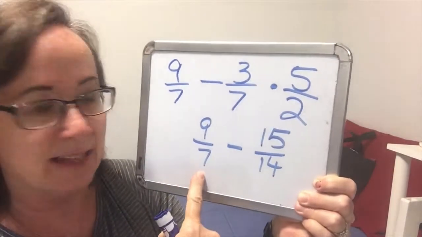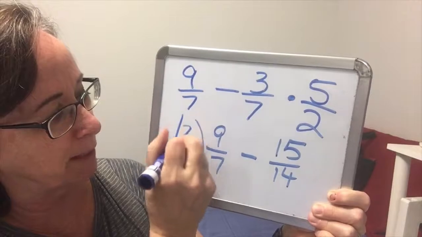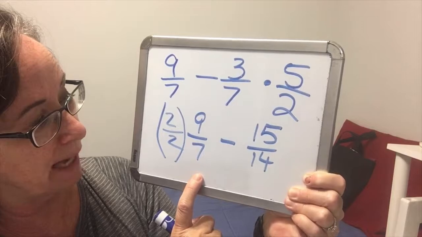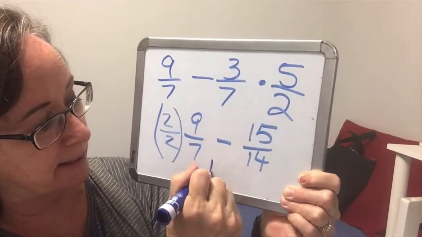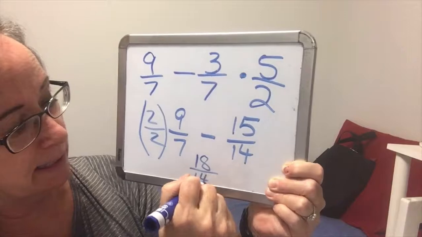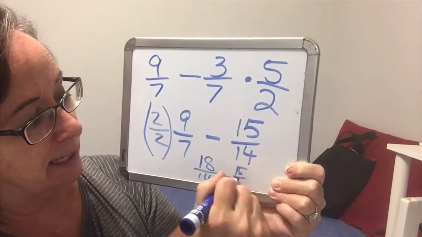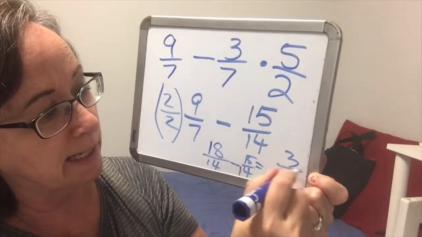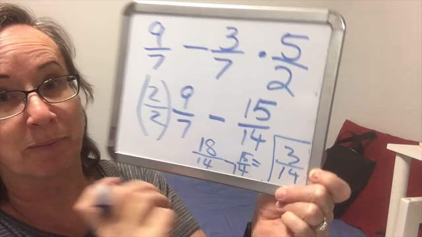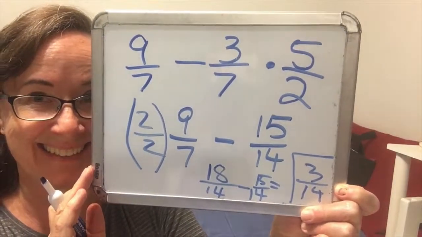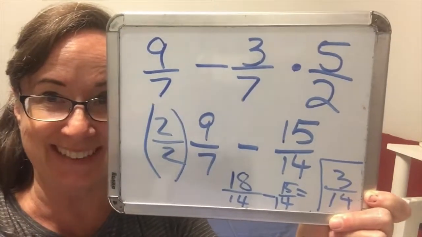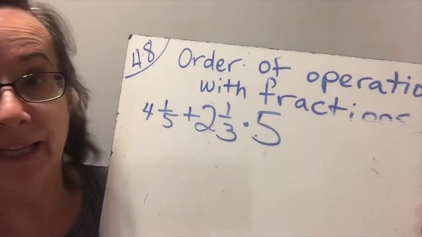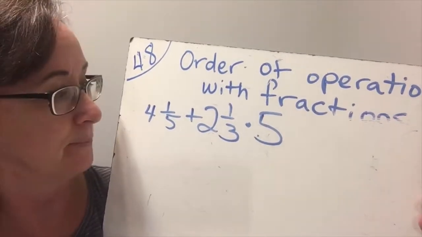Now, our 9/7, can't we just multiply this one by 2 over 2 to get a 14 on the bottom? And when we do that, we're going to get 18/14. 18/14 minus 15/14 is, 18 minus 15 is 3/14. That one was a pretty easy one. One more practice problem left. Okay, this is our last problem. So go ahead and copy it down and then pause your video.